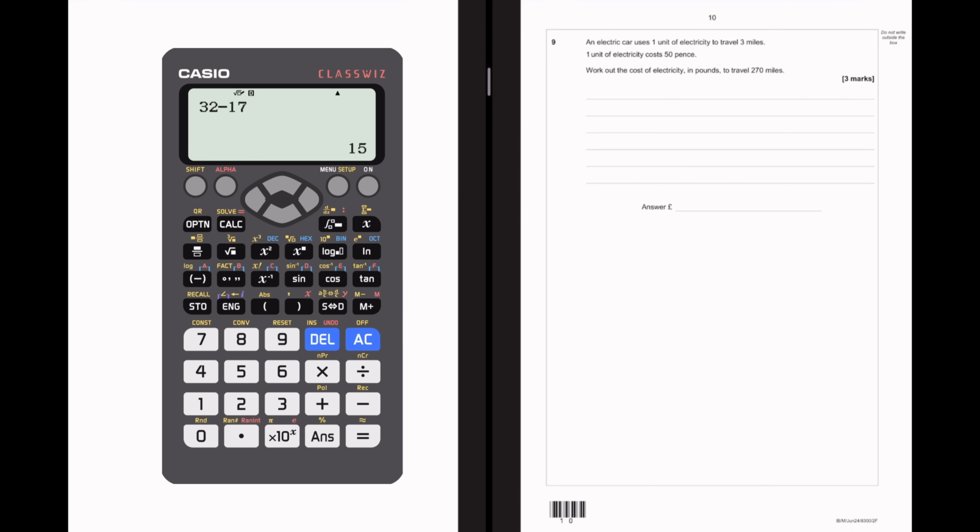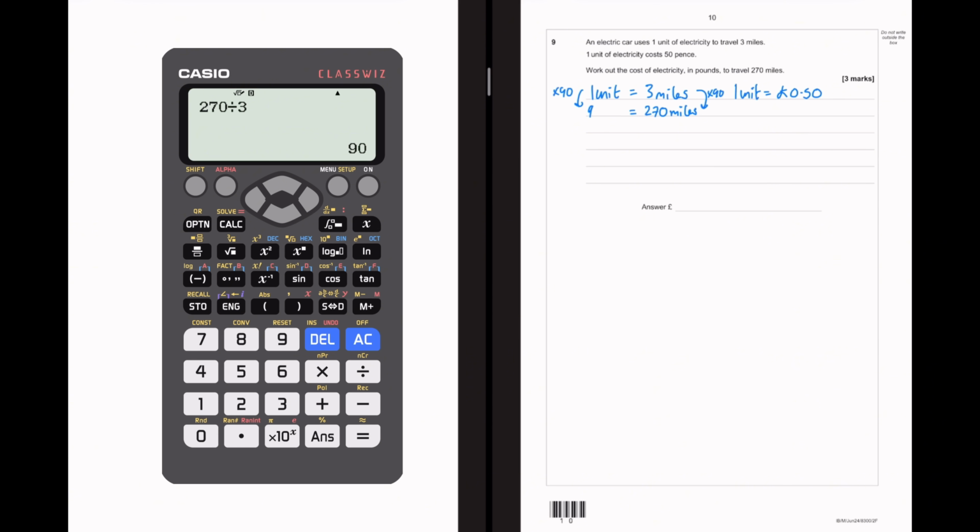Question 9 says an electric car uses 1 unit of energy to travel 3 miles. So 1 unit is equal to 3 miles. 1 unit of electricity costs 50 pence. So 1 unit also equals 50 pence. Work out the cost of electricity in pounds to travel 270 miles. So we want to get 270 miles. What factor have I multiplied 3 by to get 270? Well, we just need to do 270 divided by 3, which is equal to 90. So times by 90.